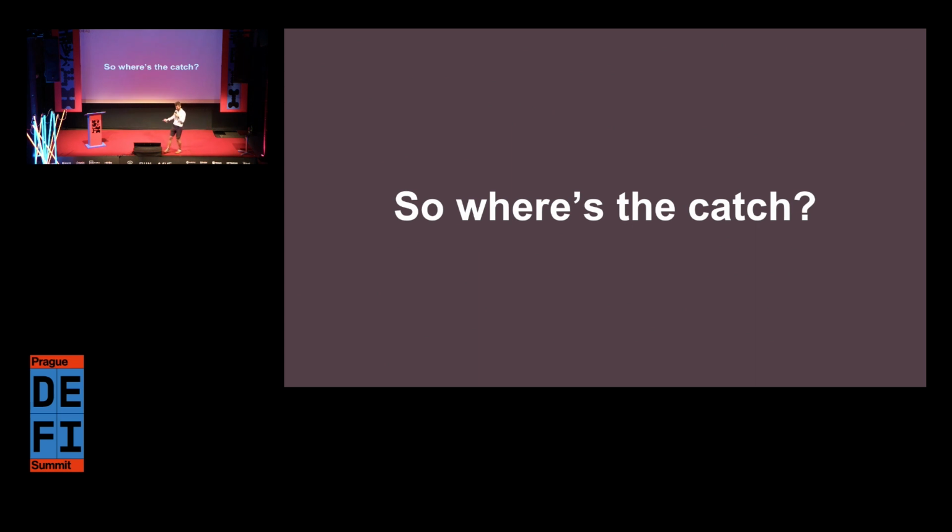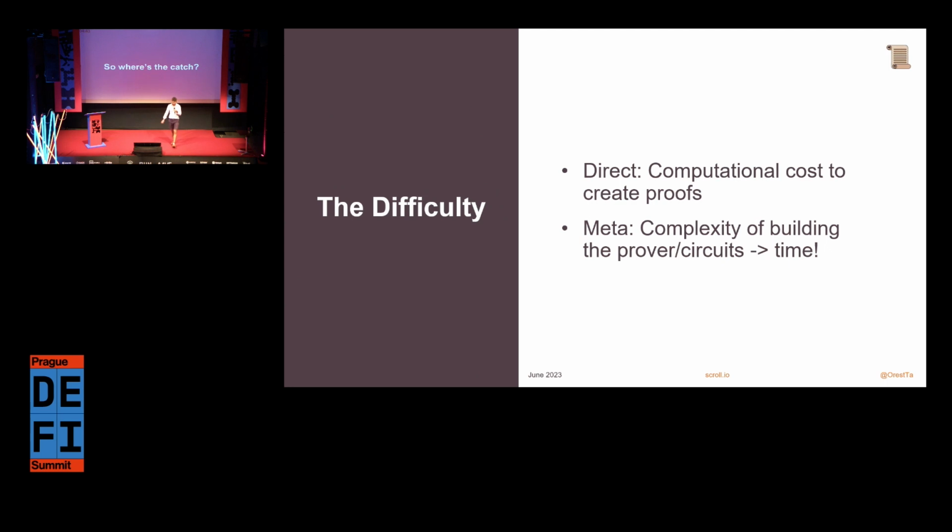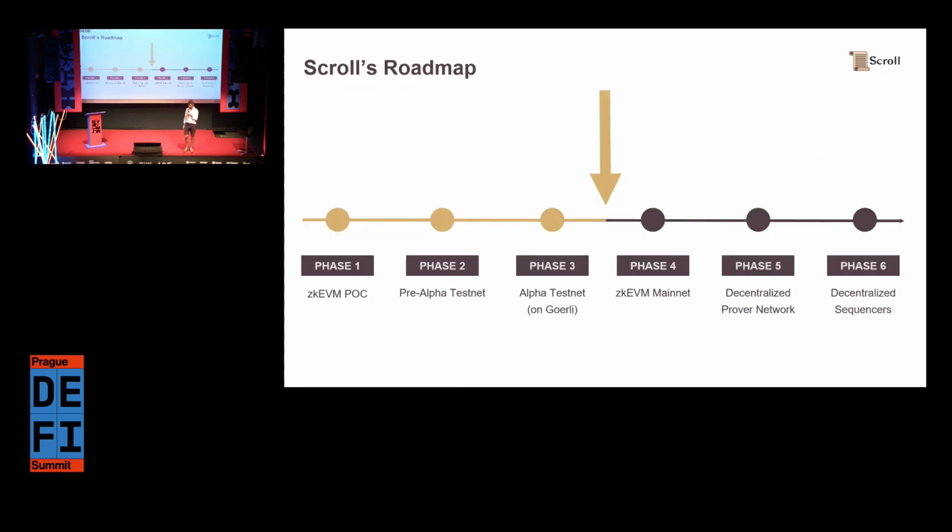So what's the catch still? Why isn't Scroll live on mainnet? Well, it should be very soon, but why not yet? Because there are twofold complexity costs to this. The direct cost is the computational cost of creating proofs. So right now, we are talking about hundreds of gigs of RAM and GPUs. When it comes to the meta level, there's also the cost of creating this complex system and being able to audit it, being able to find bugs in it. That takes a lot of time.